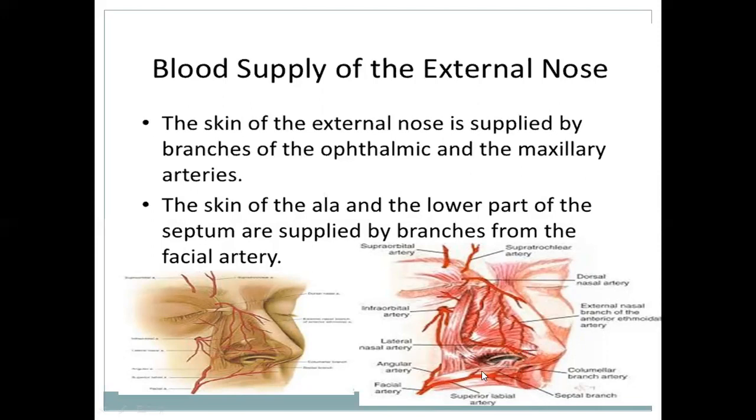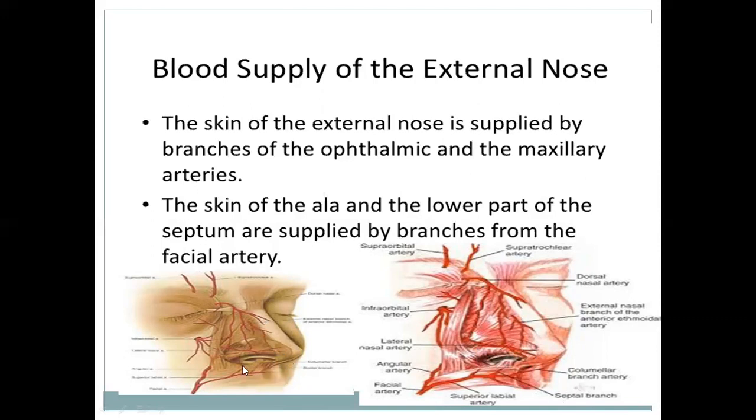This is a septal branch, which supplies the septum of the nose and the columella of the nose. This is the septum and this is the columella of the nose, which is supplied by the septal branch of the facial artery.